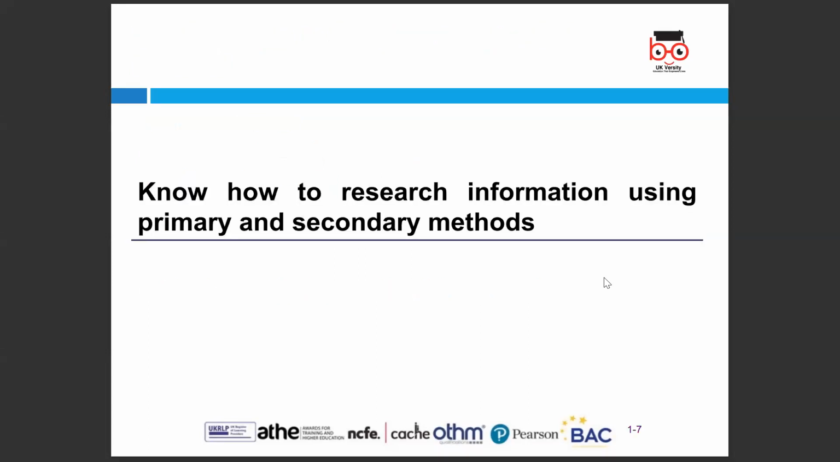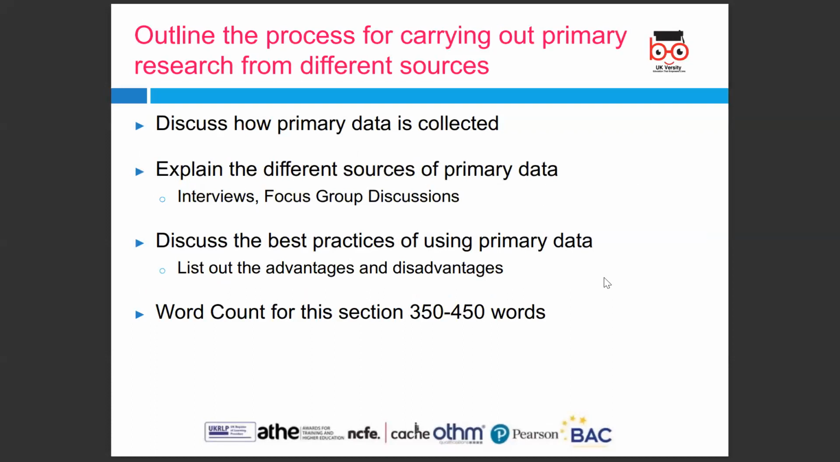So the next one is know how to research information using primary and secondary methods. Here you would outline the process for carrying out primary and secondary research from different sources. You would discuss how primary data is collected and the importance of this. You'd look at explaining what primary data is and how it is collected, and the fact that it's collected for research purposes.